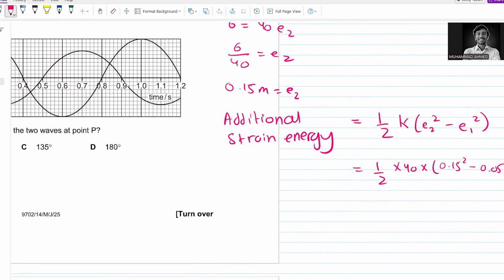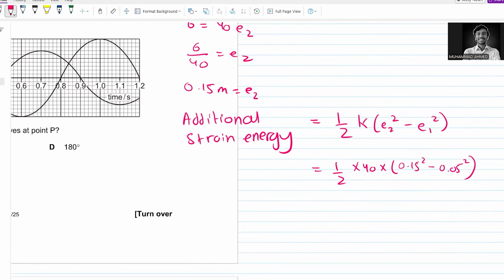0.05 whole square. Can you calculate the additional strain energy? Yes, 20 into 0.15 whole square minus 0.05 whole square. What does your additional strain energy come out to be? 0.4 joules. Always remember this formula.